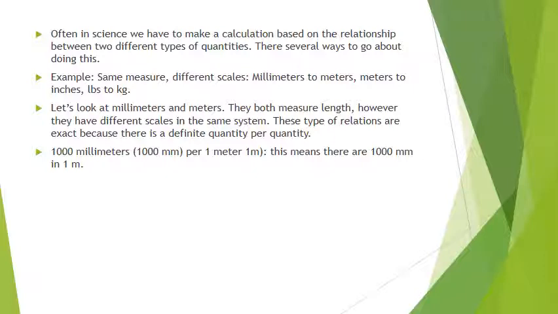For example, if you have the same measure at different scales, like millimeters to meters, meters to inches, and pounds to kilograms. So let's take a look at one of these, like millimeters to meters. They both measure length, however, they have different scales in the same system, meters. Okay. This type of relation is exact because I know there are exactly 1,000 millimeters per 1 meter. And what this really means is that there's 1,000 millimeters in 1 meter.